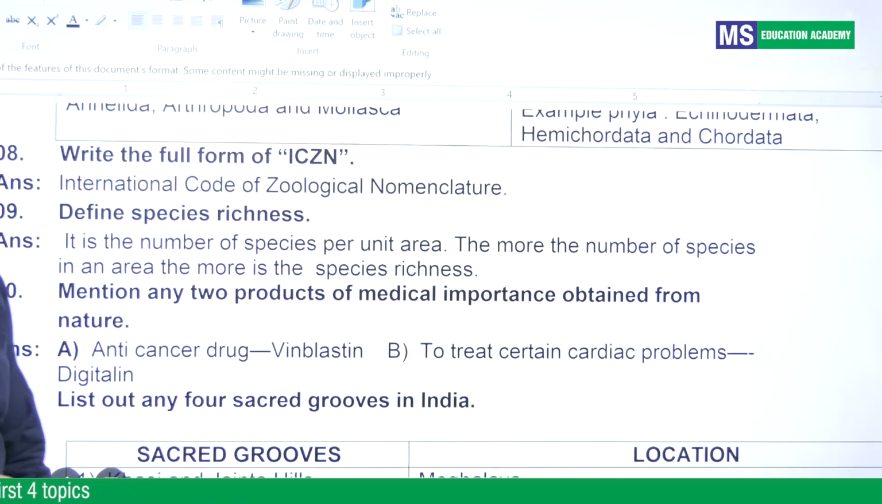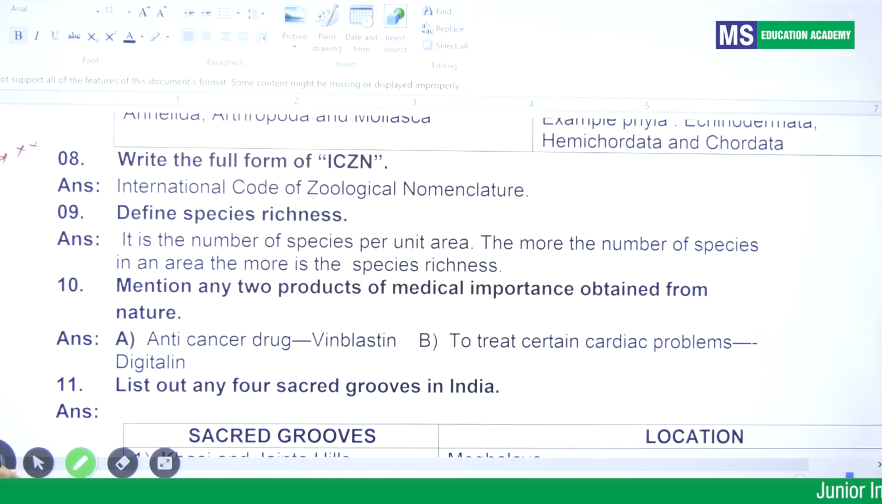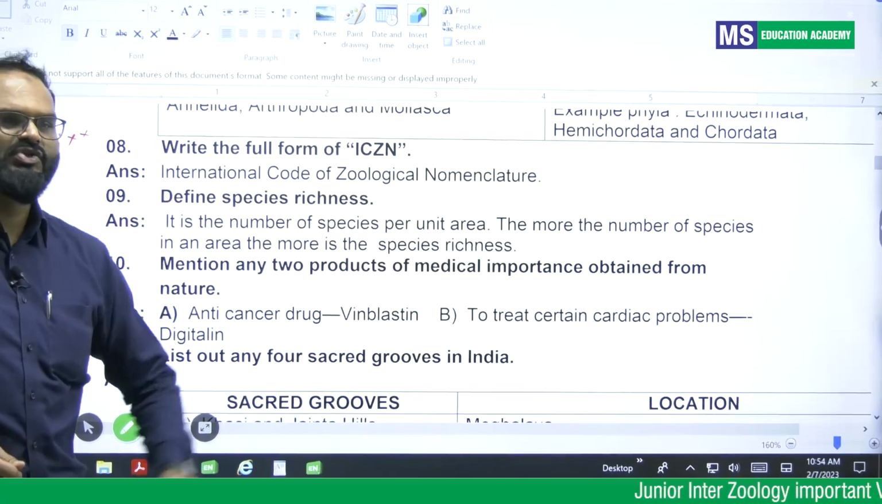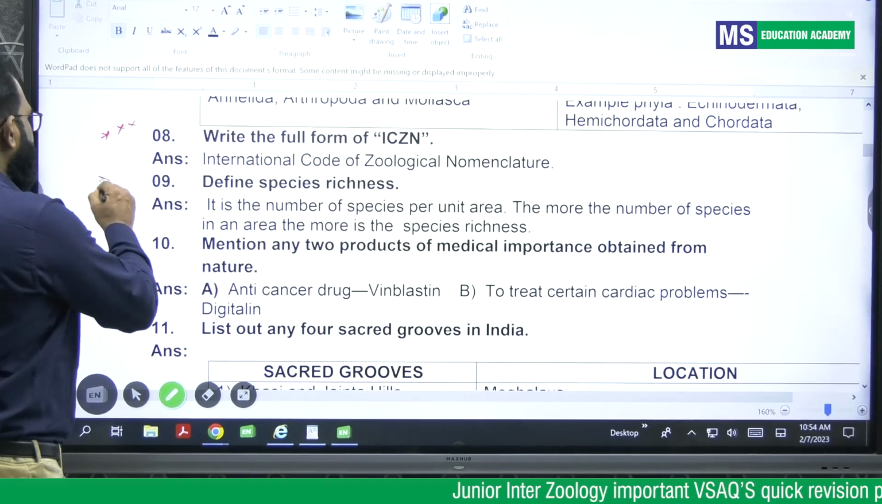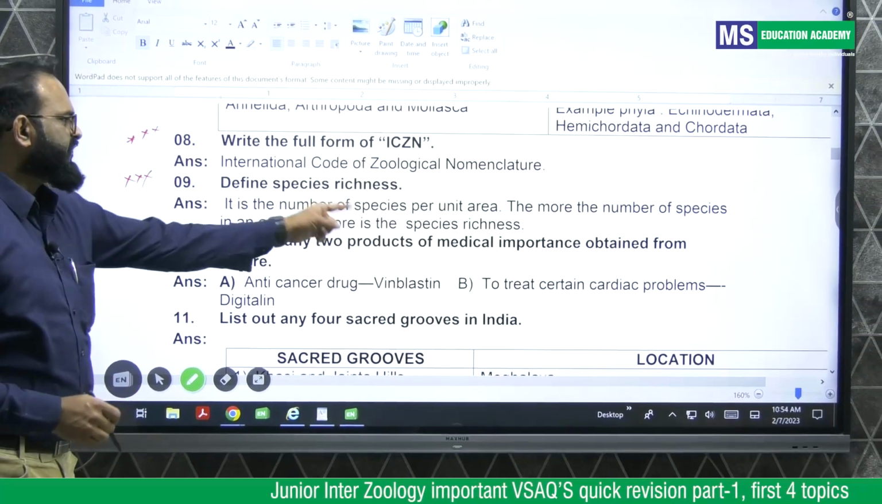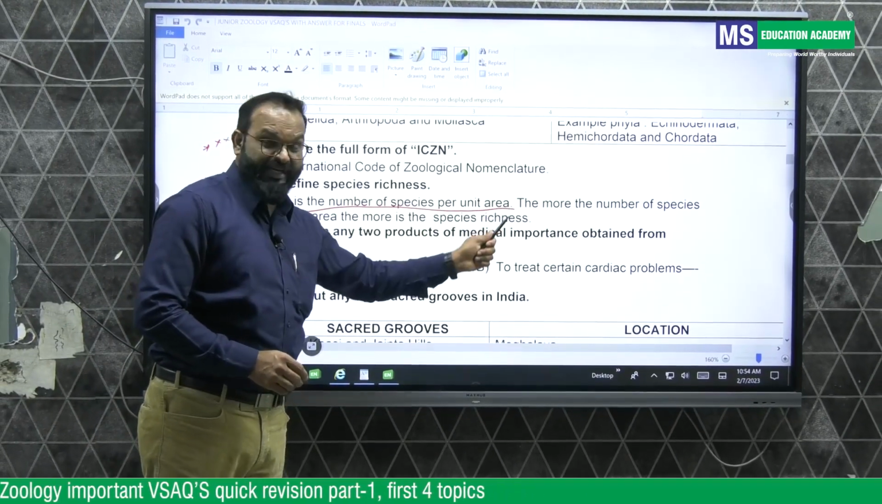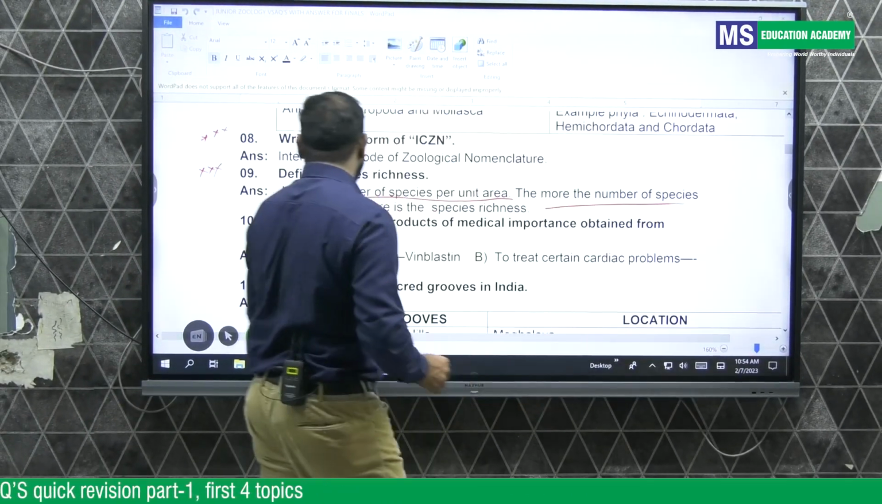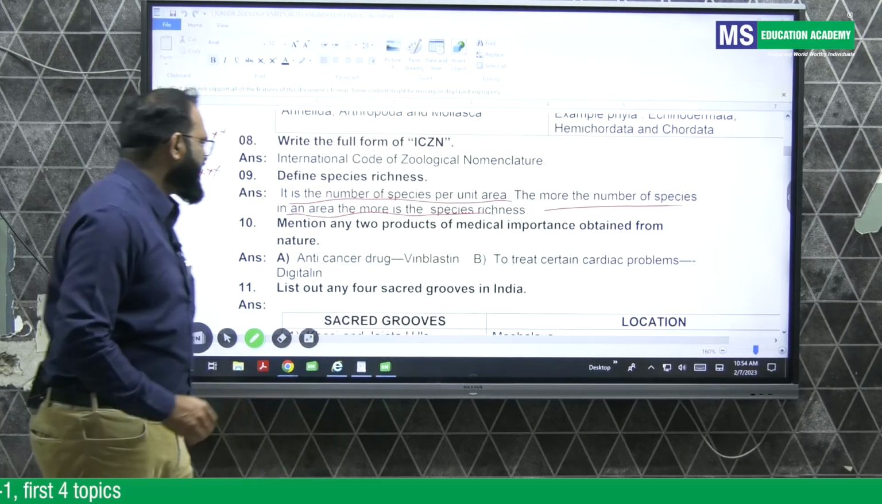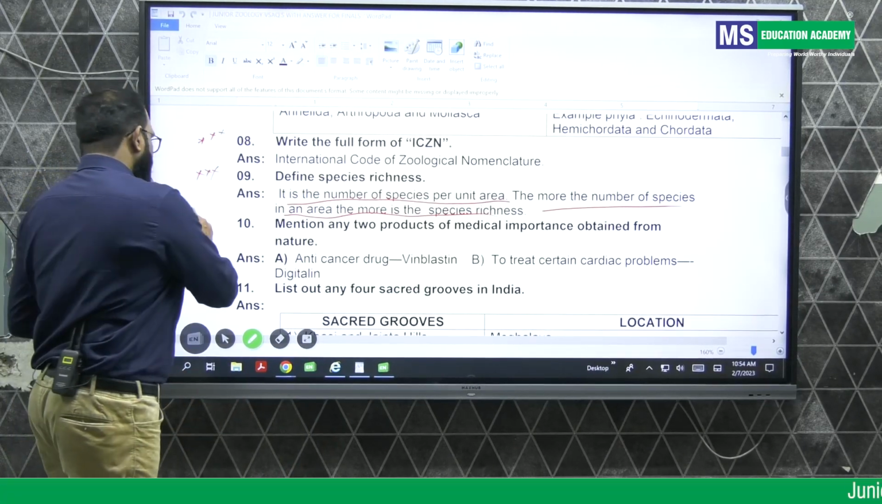Write the full form of ICZN: International Code of Zoological Nomenclature. Another question I am giving triple star. Define species richness. It is the number of species per unit area. The more the number of species in an area, the more is the species richness.